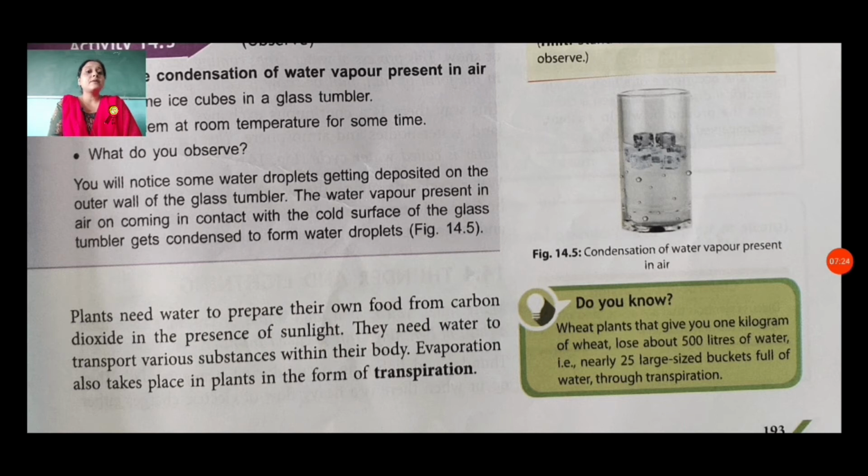They also need water to transport various substances within their body. First they make their food, then they pass their food to all parts of the plant, and for this they use water to transport various substances, because all parts need food. Evaporation also takes place in plants in the form of transpiration. Using water, plants send the food they made during photosynthesis to all body parts, and this process is called transpiration.